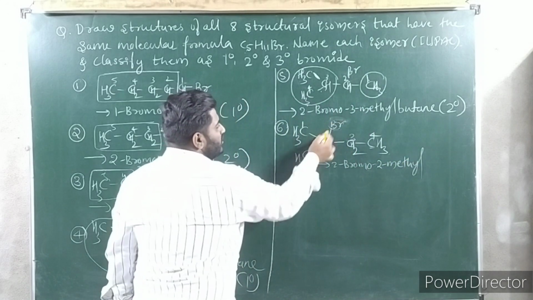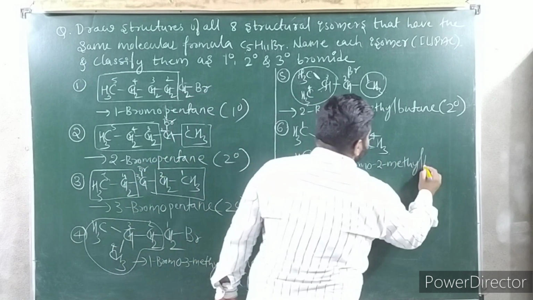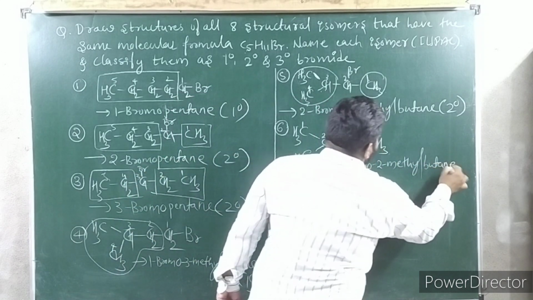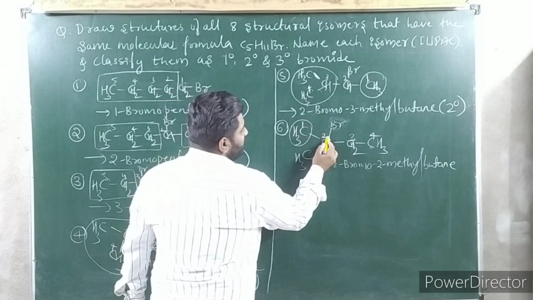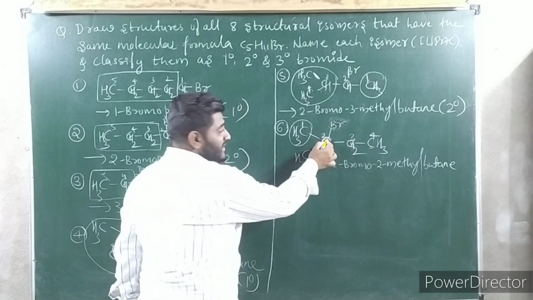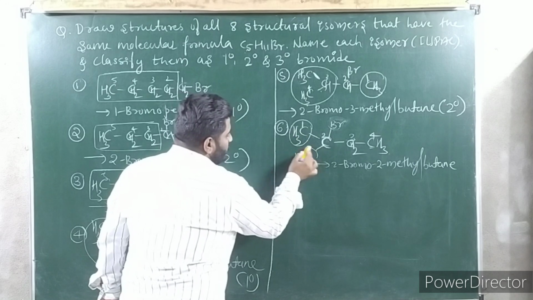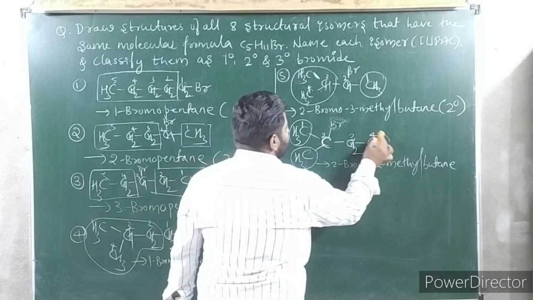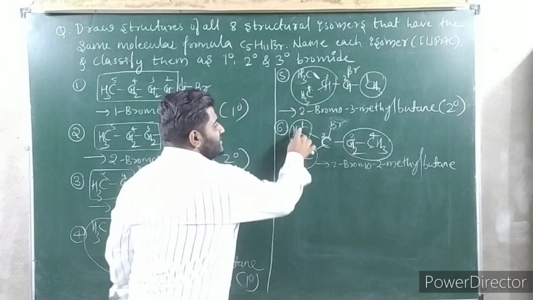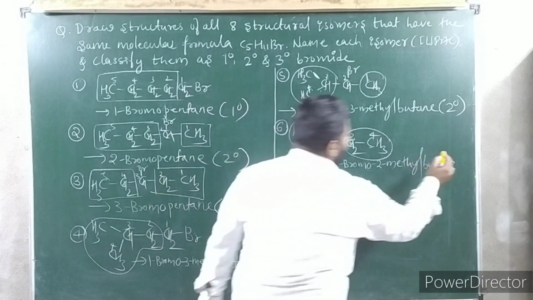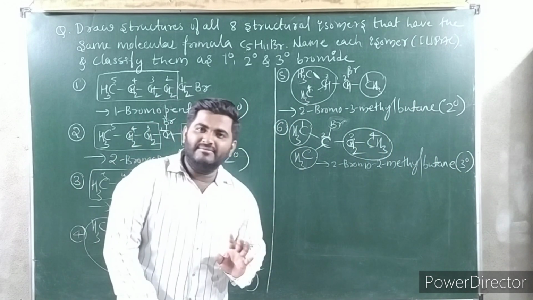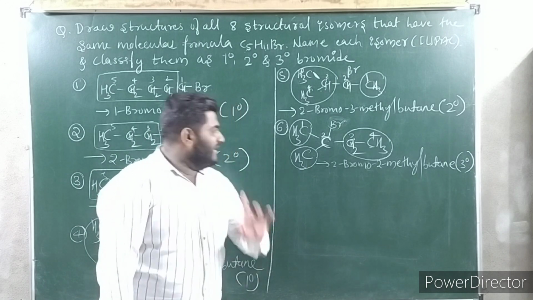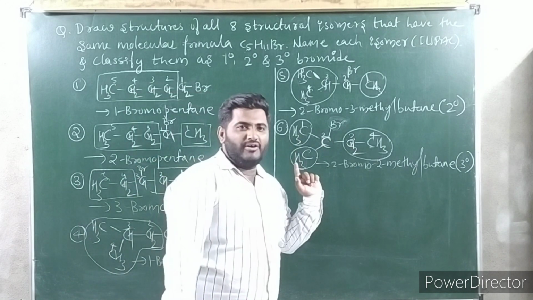2 bromo, 2 methyl butane. Now again check it. The bromine attached carbon has one substituent here, one substituent here, and one substituent here. Total 3 substituents are there. Therefore it is tertiary. I hope you are getting it? Yes. So this is the next possible case.